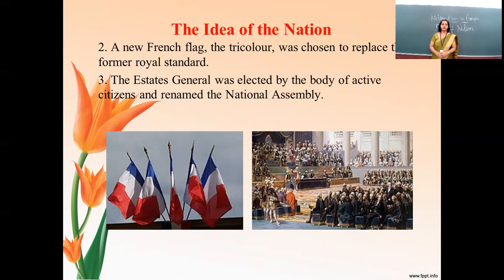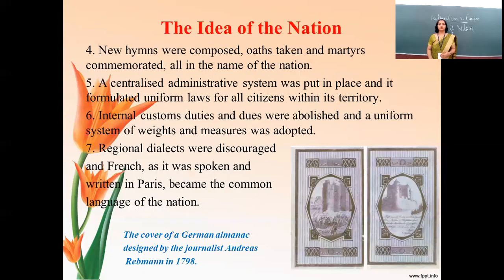The Estates General was elected by the body of active citizens and it was renamed as the National Assembly. So we have the active members who are participating. They were close to the term of government by consent. Now why am I saying close to? Because still we have the passive citizens who did not get to elect the National Assembly. New hymns were composed, oaths were taken, and the martyrs were commemorated, all in the name of the nation.